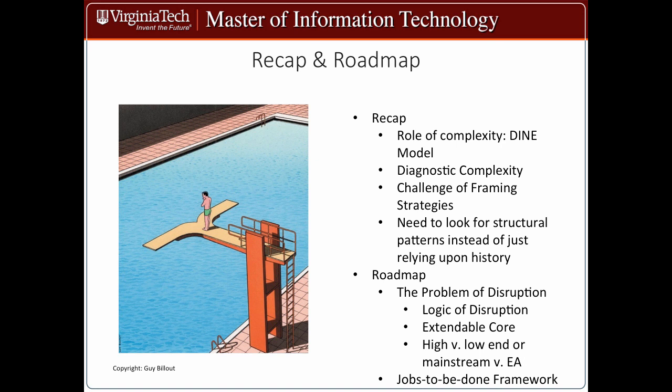So just by way of recap, we spent a fair amount of time talking about the role of complexity, and we framed it up with this DINE model, and this notion that diagnostic, interactive, non-predictable, and these exponential changes in our technology environments create enormous challenges for us when we're trying to build and manage technology strategies. And so we spent some time in the last couple of units talking about the difficulty of relying on the past, particularly the framing strategies that we may use that rely on past patterns. So what's happened in our recent history in industry as a signal of what's going to happen next.